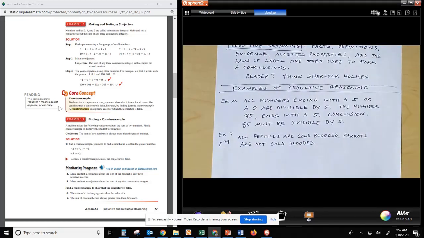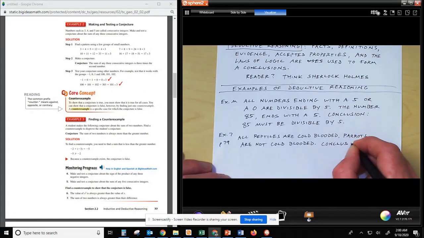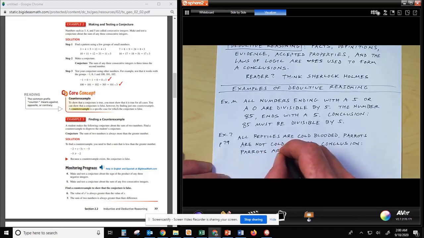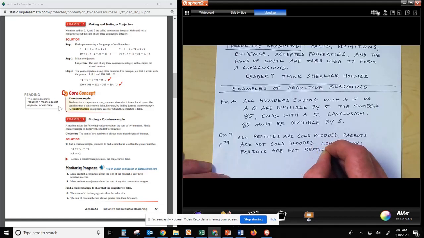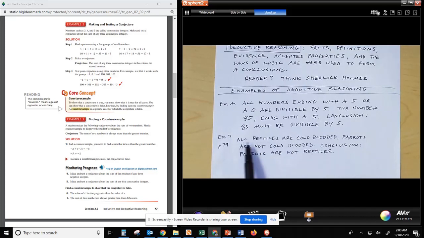All reptiles are cold-blooded. Parrots are not cold-blooded. Therefore, conclusion, we can say, let's put the conclusion part so when you look back over your notes before a test, you'll know what the conclusion was. Parrots, drum roll, big news, are not reptiles. Maybe you just laughed out loud at home thinking about parrots being reptiles. We know they're not. But this is the structure of coming up with logical explanations for reaching a conclusion. We can prove things this way. We used one fact, all reptiles are cold-blooded. We used a second fact, parrots are not cold-blooded, to make the conclusion, parrots are not reptiles.